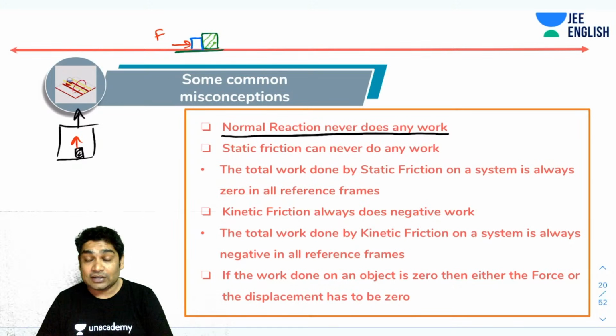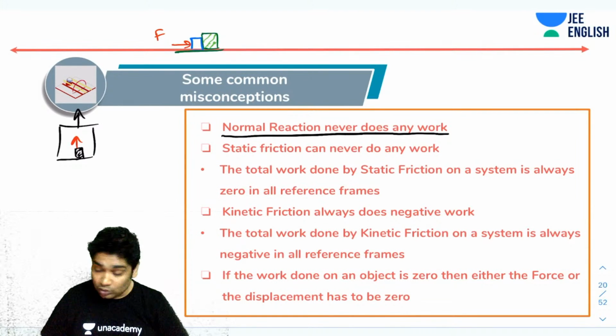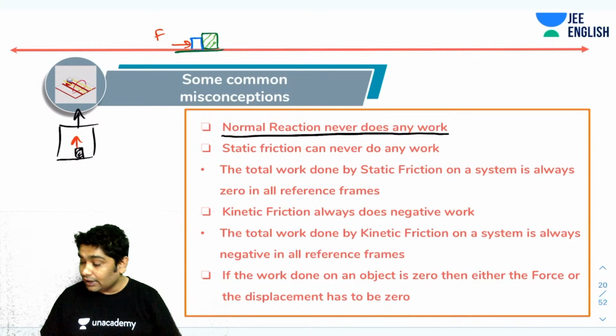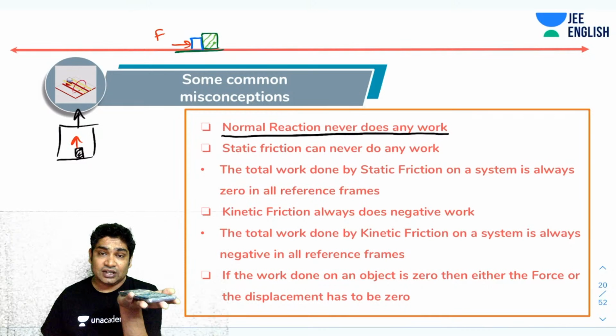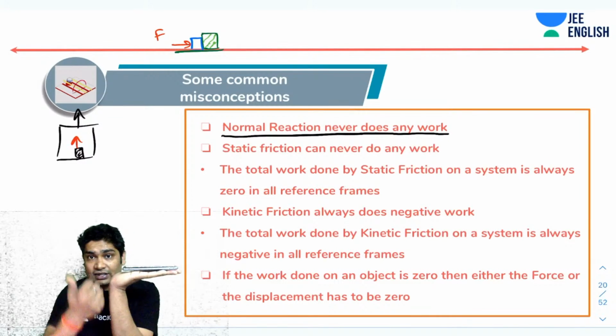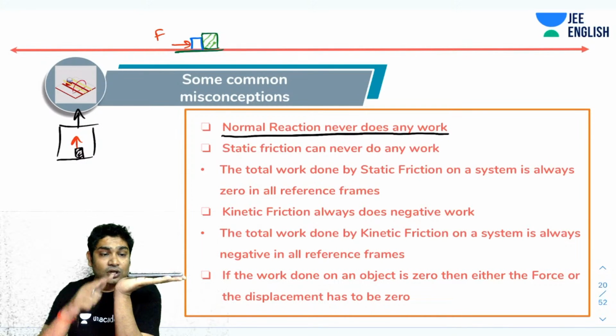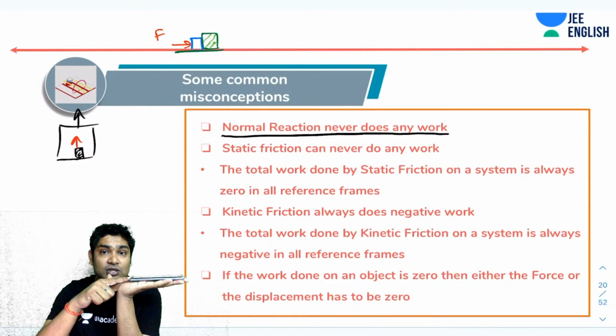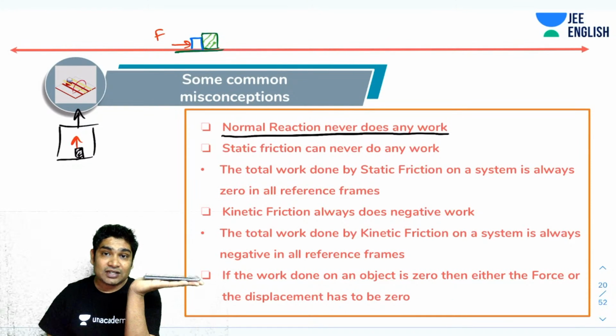That is wrong. Static friction turns out can do positive, negative, as well as zero work. I have shown you examples of this. So let me quickly show you an example of that again. If this phone is kept here, there is no slipping between my hand and the phone. So the force of friction acting is static friction. If I apply a force with which this doesn't slip, then this static friction is doing zero work.